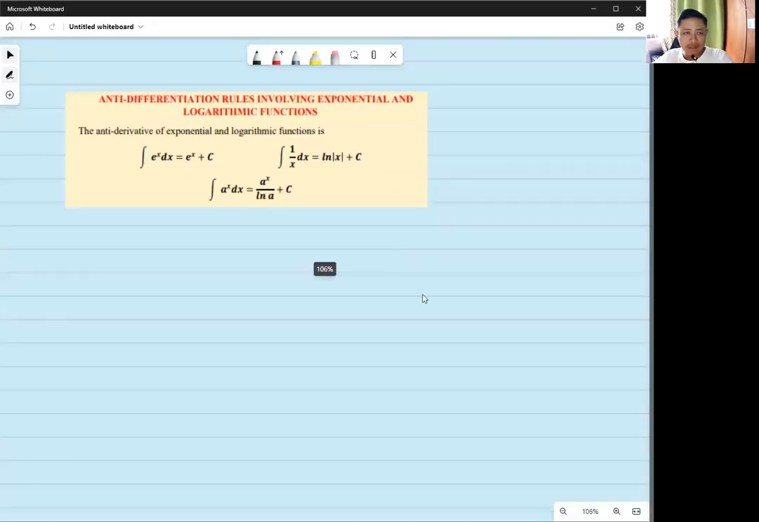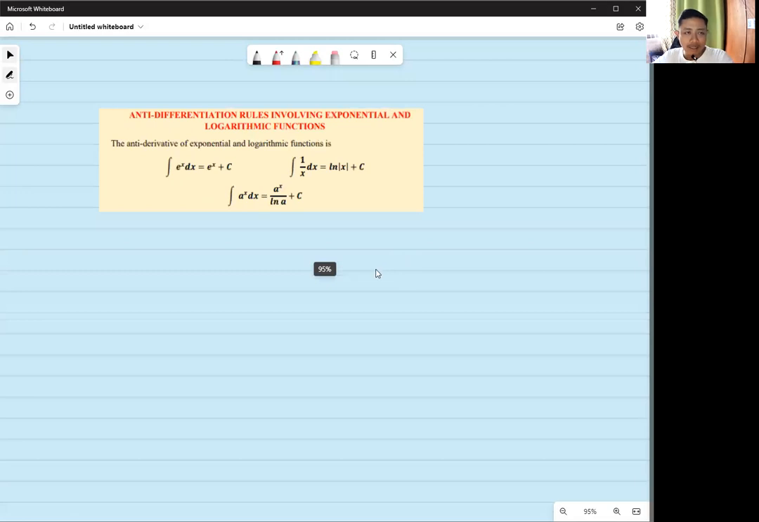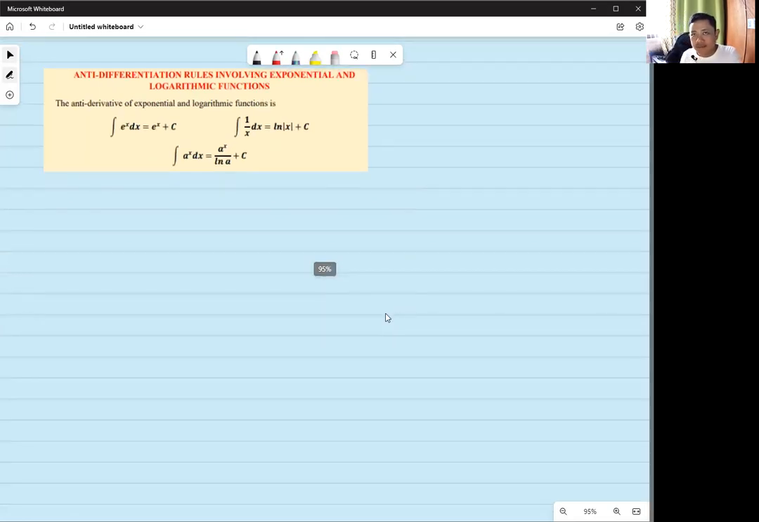Okay, so to continue, you have already learned the fundamental laws for anti-differentiation. And now, let's have additional anti-differentiation rules, but this time, rules involving exponential and logarithmic functions. Don't worry, this is easy because it has a pattern naman. Let's now do this.